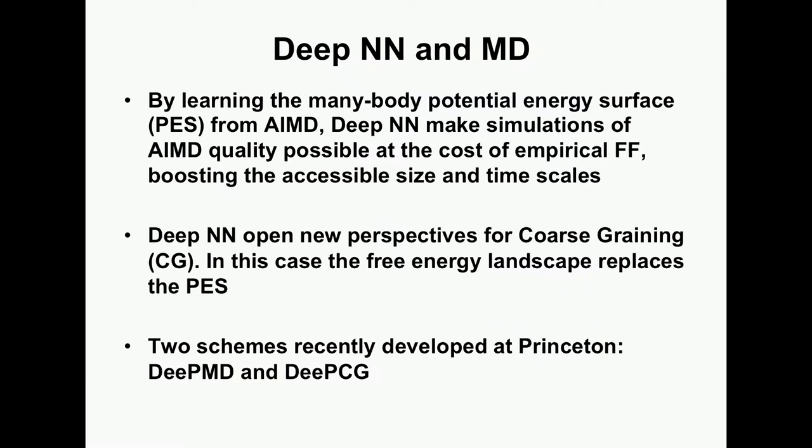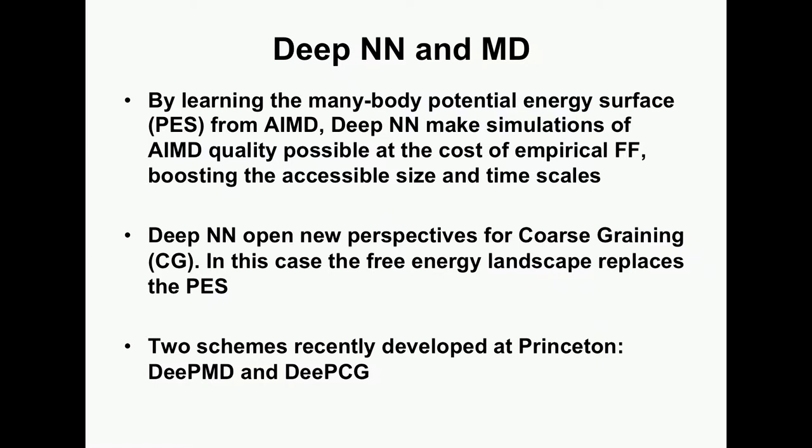So let's see what we do with deep neural network and molecular dynamics. Essentially, I will talk about two applications of deep neural network. In the first one, I will discuss how this network can learn the many body potential energy surface obtained from ab initio molecular dynamic simulation. And in that way, they boost the accessible size and time scales of simulation because they make possible simulation of ab initio molecular dynamics quality at the cost of empirical force field. Remember that ab initio molecular dynamics are a simulation in which the potential energy surface is derived from the instantaneous electronic ground state.